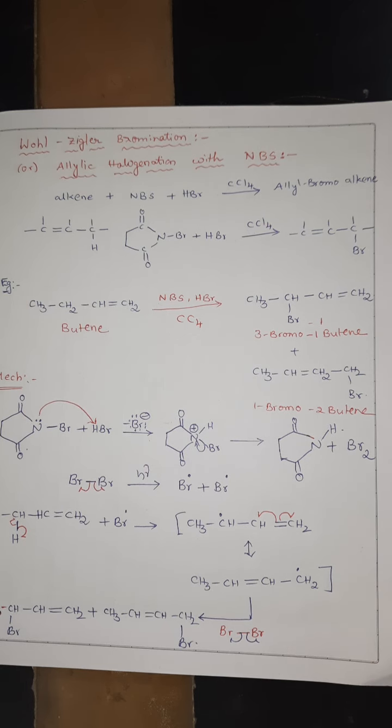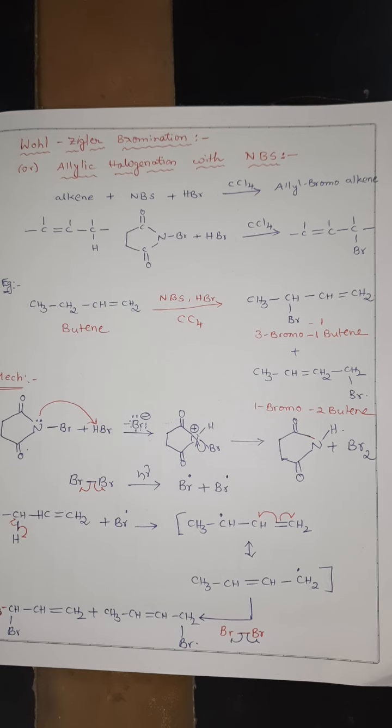In this class, I would like to discuss Wohl-Ziegler bromination. This is also known as allylic halogenation with NBS, N-bromosuccinimide, because by using Wohl-Ziegler bromination, we can halogenate at the allyl position in an alkene.